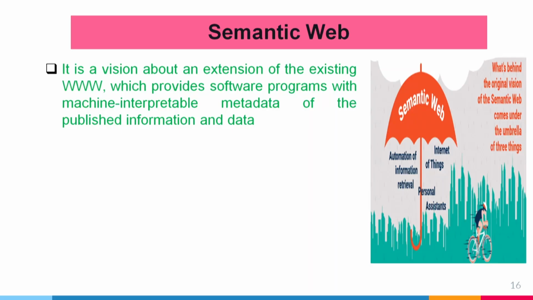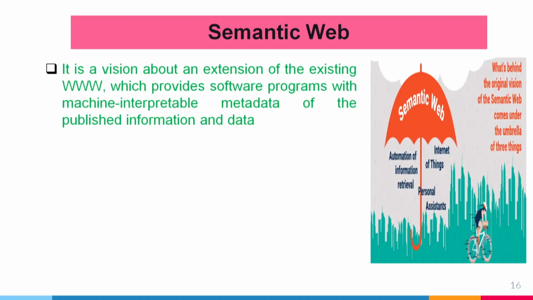So when we define the semantic web, it is a vision about an extension of the existing WWW which provides software programs with machine interpretable metadata of the published information and data. That means you already have the data in the WWW, and we are giving a more meaningful platform, an extension to it, so that you will be able to access it in an easy method.